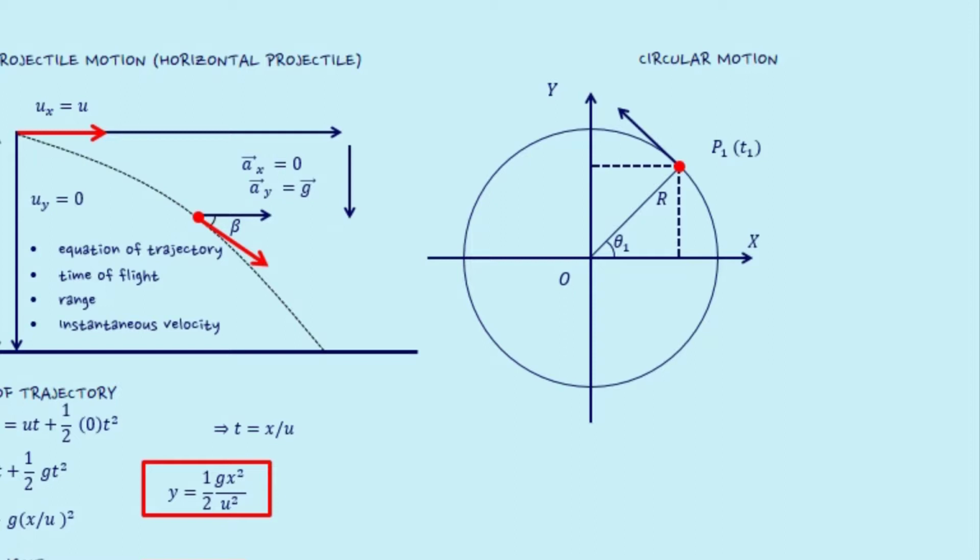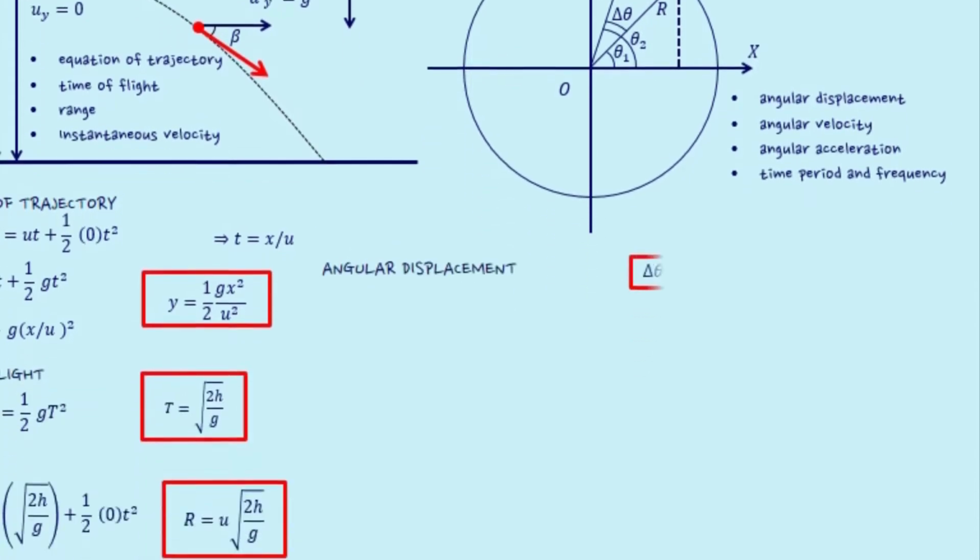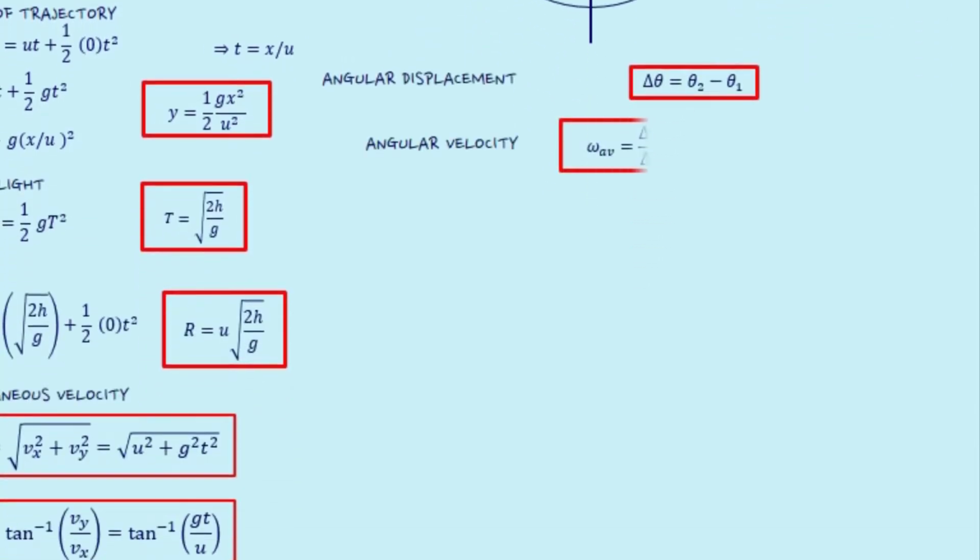Here, in the diagram, we can see one object moving in a circular path is at point P1 at time t1 and after some time t2 it moved to point P2. The corresponding angles are theta 1 and theta 2. The physical quantities associated with circular motion are angular displacement, angular velocity, angular acceleration, time period, and frequency. The expressions for the above mentioned physical quantities are shown here.